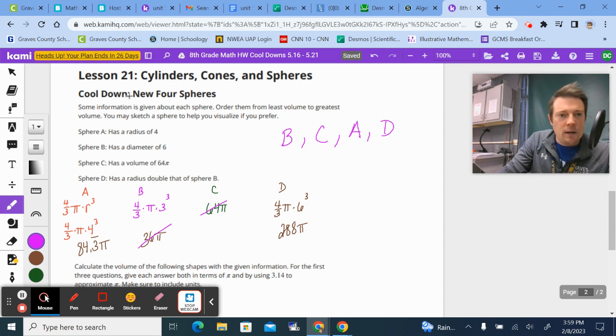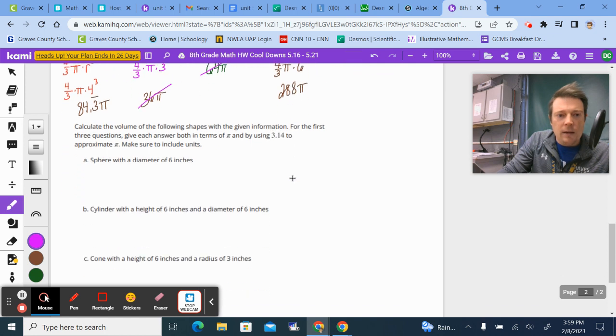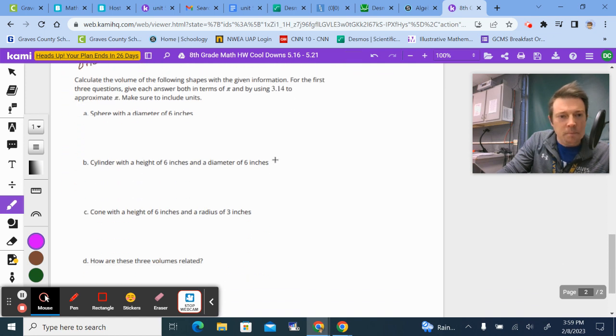All right, so that knocks out lesson 21 cool down. But down at the bottom, I've given you some more shapes to work on. Another sphere, another cylinder, another cone. I want you to find their volume in terms of pi and in terms of 3.14, including your units. These are all in inches, so they should all be in inches cubed. And then I want you to compare them.